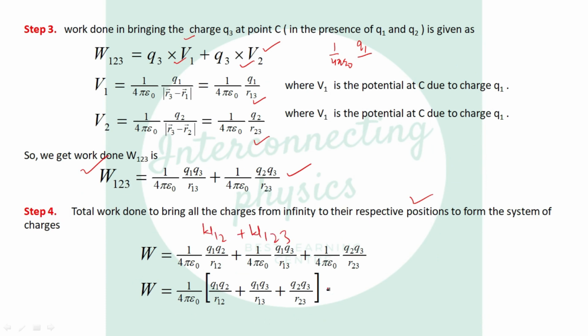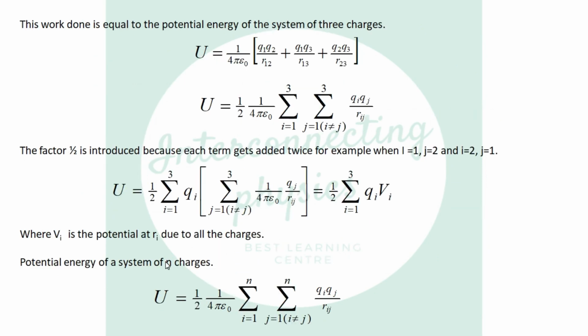So substitute the values and get the result, and this work done will be stored as electric potential energy. Now this is the electric potential energy for a system of 3 charges. But in exam, if you are asked to prove that U equals 1 over 2, 1 over 4 pi epsilon naught, summation from i equal to 1 to 3, j equal to 1 to 3, Qi Qj over Rij, then you have to derive this.